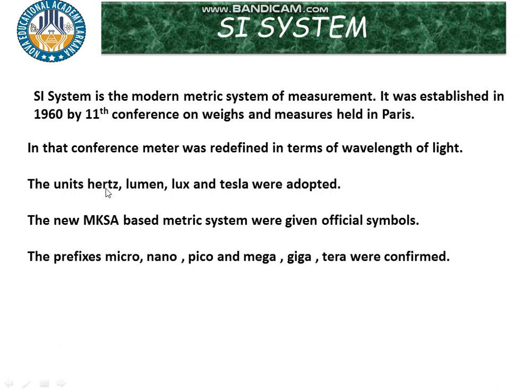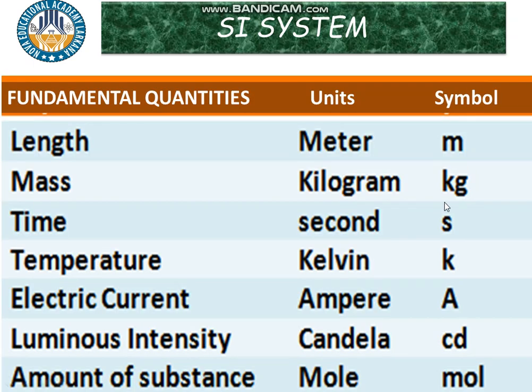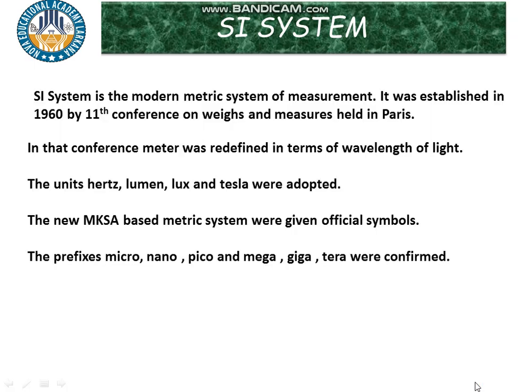The units hertz, lumen, lux, and Tesla were adopted. The hertz is a unit of frequency, lumen is a unit of luminous flux, the lux is a unit of intensity of illumination, and the Tesla is a unit of magnetic flux density. These 4 units were adopted. The new MKSA based metric system was given official symbols as in the previous slide. We discussed m, kg, s or sec, A, cd. So these are the official symbols of these fundamental units.